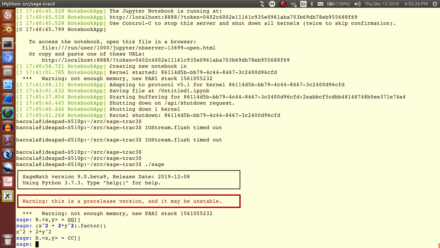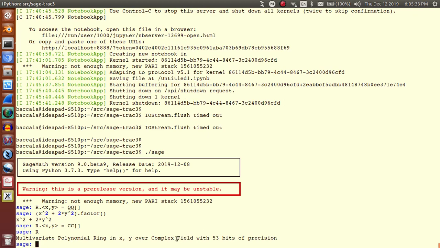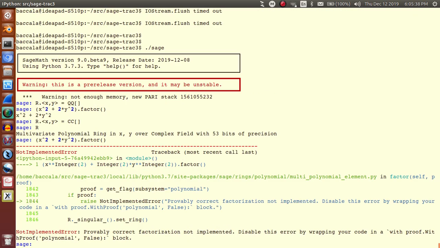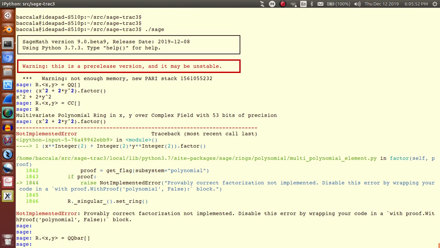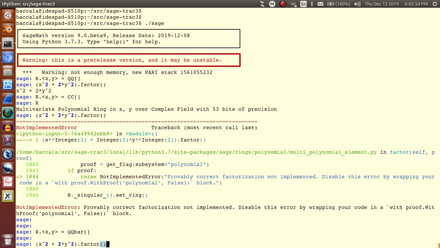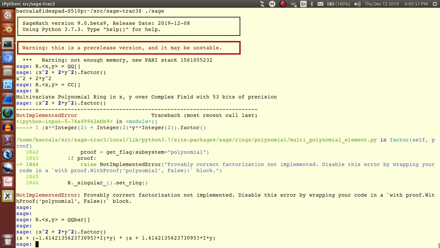Try and use something like this, CC, which is the complex field, but this is only an approximation. CC is only a complex field with 53 bits of precision. This is a floating point approximation, and this doesn't work. We get an error on this because we just don't have good factorization in an approximate field. What we can do though is use QQbar, which is our algebraic field. And now when we do this, we get a factorization.